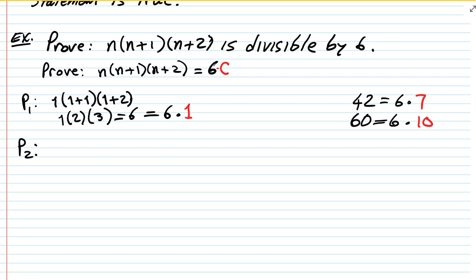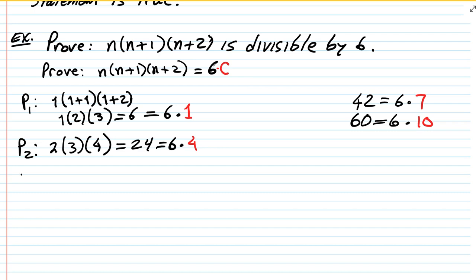Let's see if it works for P2. When n is 2, this is 2 by 3 by 4, right? 2 plus 1, 2 plus 2. It's going to be 2, 3, 4. What's that product? 24, which is 6 times 4. You see that? So far it's working.